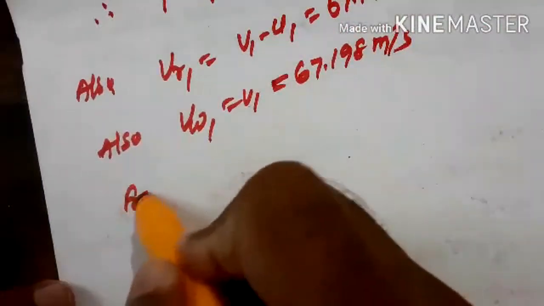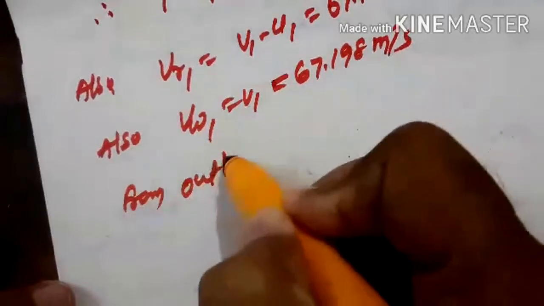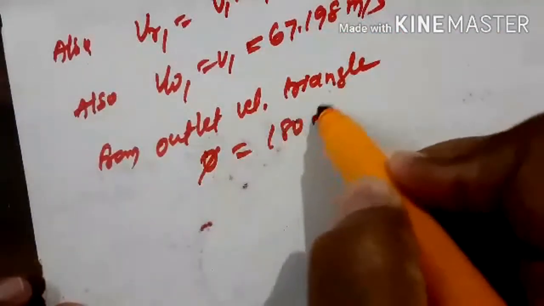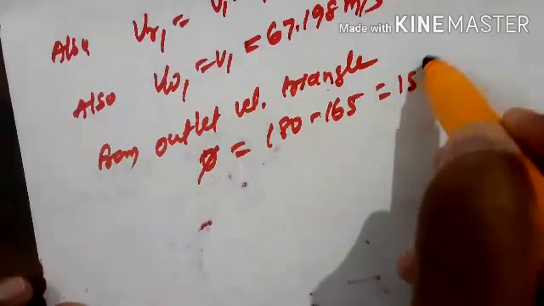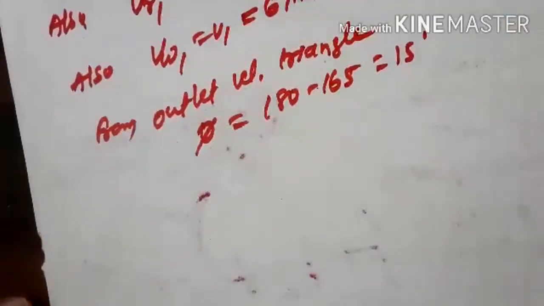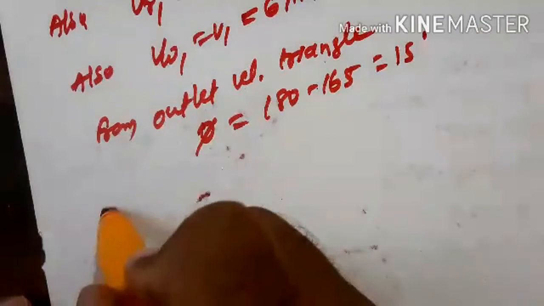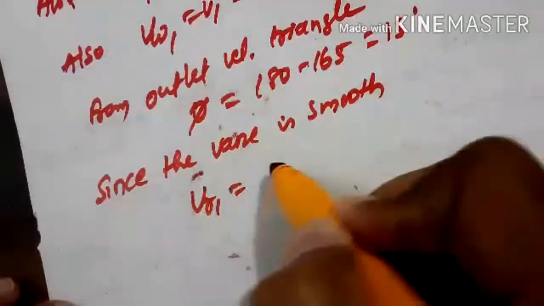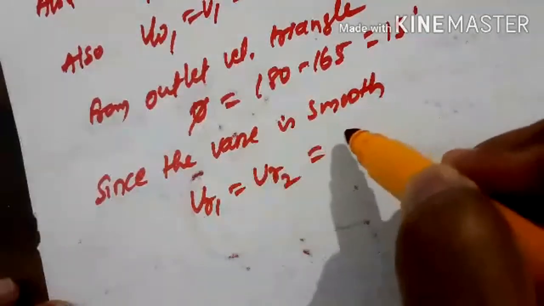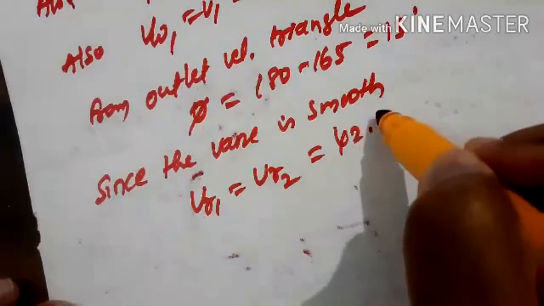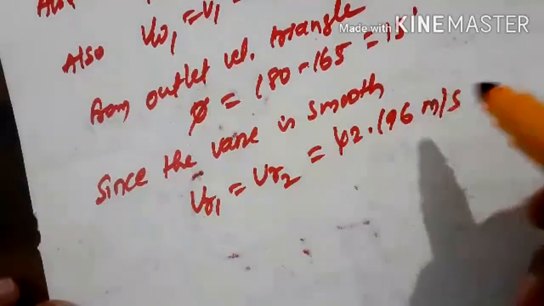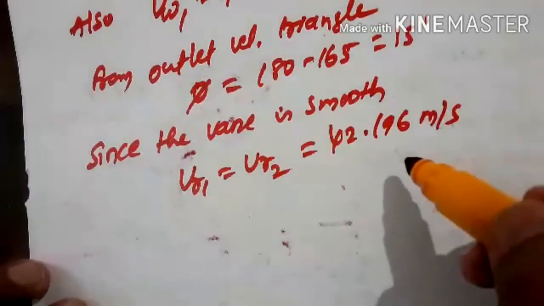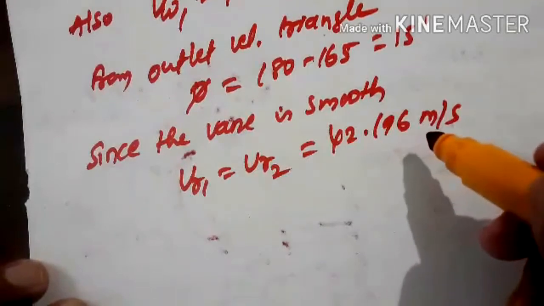Then from the outlet velocity triangle, the angle phi will be 180 minus 165, you get 15 degree. Since the vane is smooth, VR1 is equal to VR2, which is equal to 42.196 meter per second.